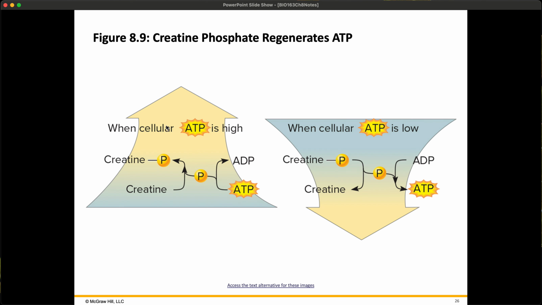Here it is, just showing you that when you have a lot of ATP, your body is at rest. It's going to prioritize making creatine phosphate. Once your body is active, though, and it's using up its ATP, it's going to start breaking down that creatine phosphate to make ATP, to rephosphorylate ATP again, so that muscle cycling can happen.